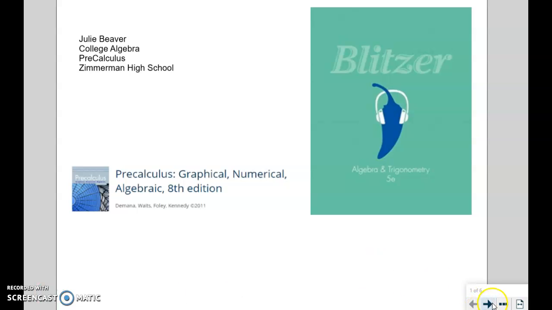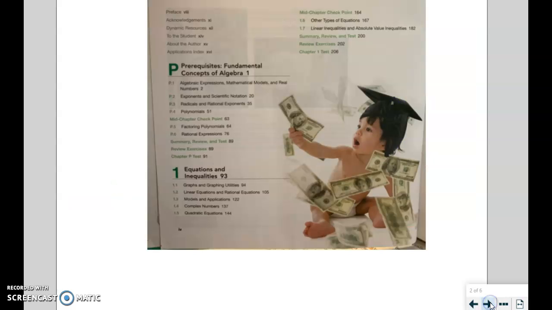Hi everybody, my name is Julie Beaver and I teach college algebra and pre-calculus at Zimmerman High School up in Zimmerman, Minnesota. For our college algebra, we use the Blitzer Algebra and Trigonometry 5E book. And for pre-calc, we use Pre-Calculus Graphical, Numerical, Algebraic, 8th edition. I went through my college algebra text, and that's what I'll be talking about, but maybe some of you get to use the same pre-calc text as well.